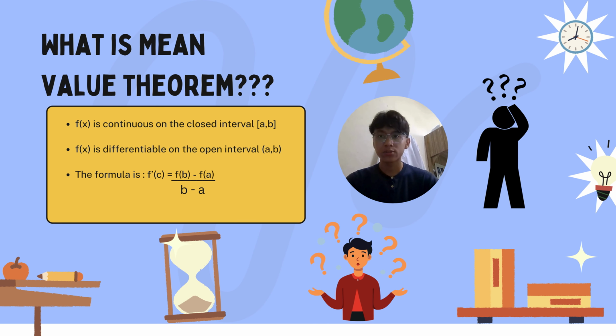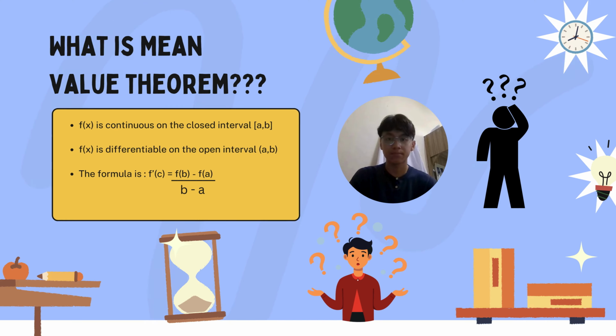Next, we are going to talk about what is mean value theorem. In mean value theorem, f(x) is continuous on the closed interval, which is [a, b]. Secondly, f(x) is differentiable on the open interval, which is (a, b). Lastly, the formula is f prime c equals (f(b) minus f(a)) over (b minus a).